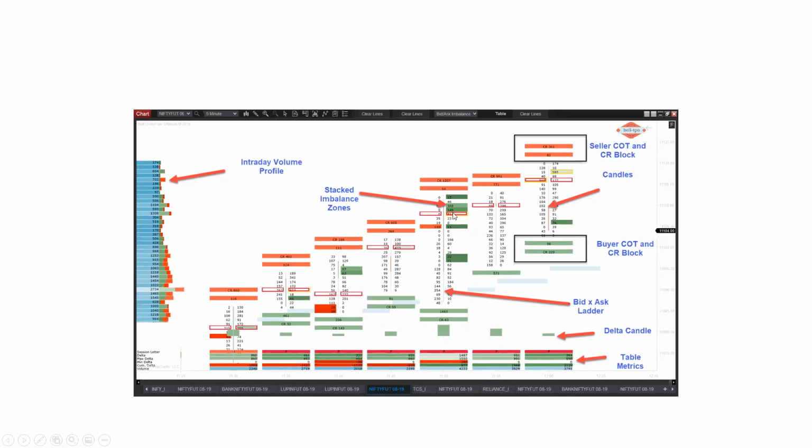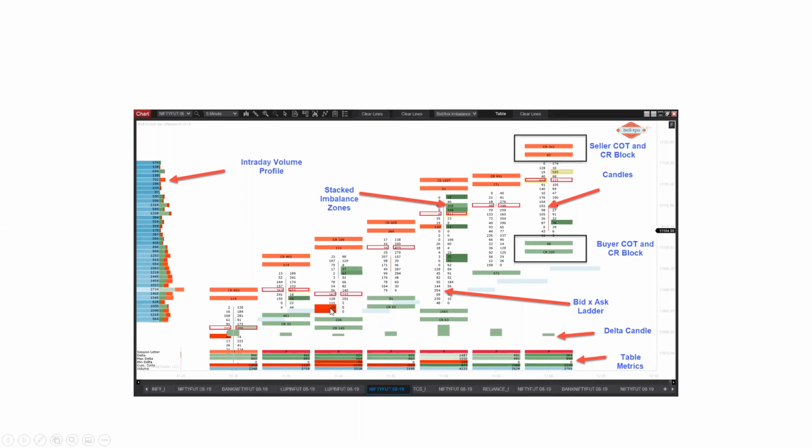If there are 3 consecutive zones, we call that a stacked imbalance zone. Stacked imbalance zones are the zones where momentum is getting generated. Whenever the comparison between blocks is more than 10 times or 5 times, it shows as thick green blocks, or thick red blocks in the case of sellers, right?